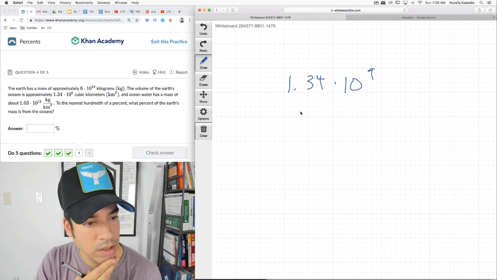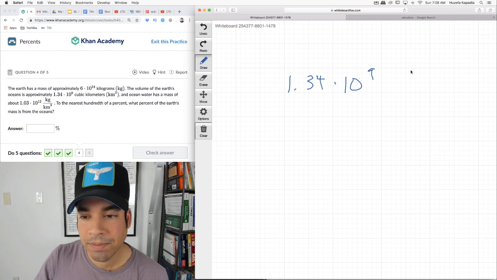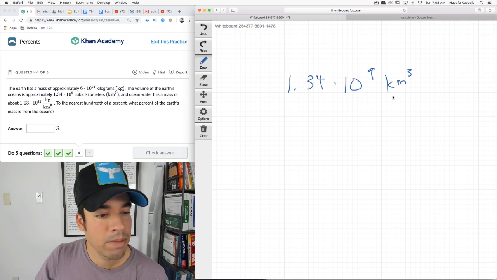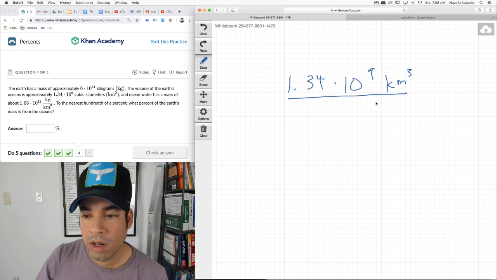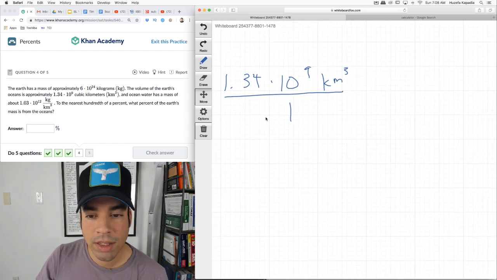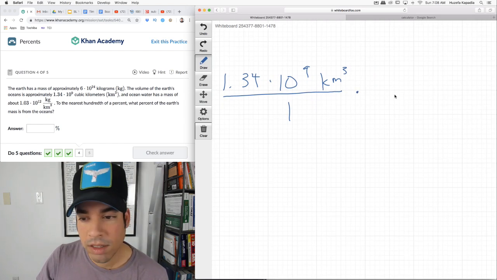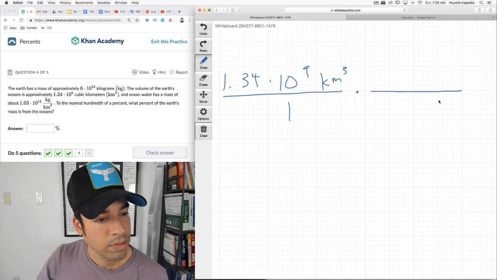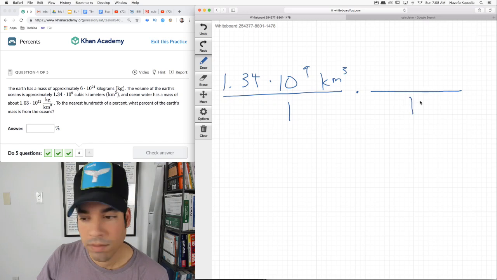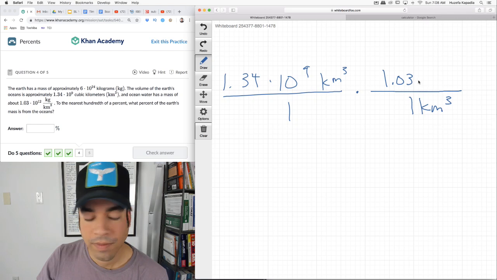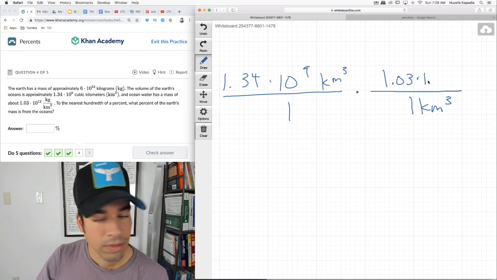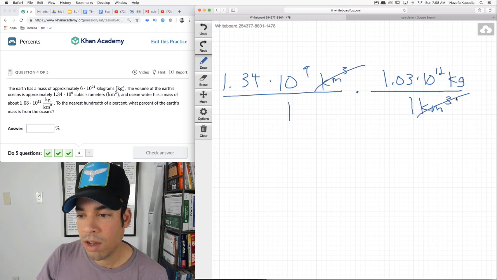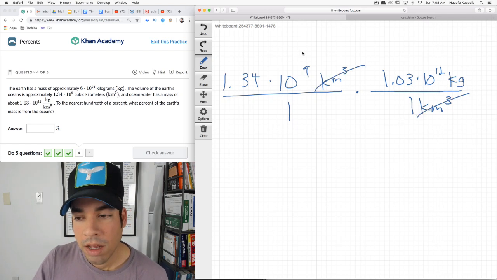Wait, does that make sense? Yeah, I think that makes sense. Okay. And then, so this is kilometers cubed, and we want the mass over 1. And so if we multiply this by the density, which is this, right? These guys cancel out, and we get the total mass of the entire thing.